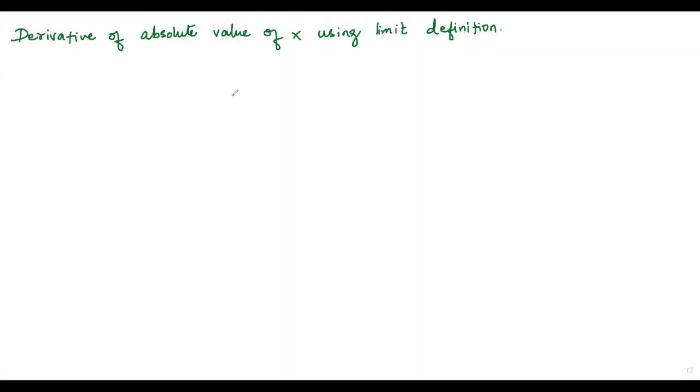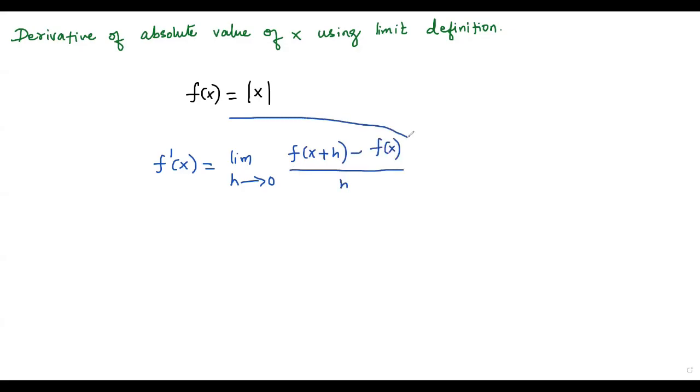In this video, we are going to see how to find the derivative of the absolute value of x using the limit definition. First, let me define the function f of x that is equal to the absolute value of x. Now let me write the formula to get the derivative of a function f of x using the limit definition. That is f prime of x equals the limit as h approaches 0 of f of x plus h minus f of x, divided by h. So this is the formula we have to use to get the derivative of a function f of x using the limit definition.